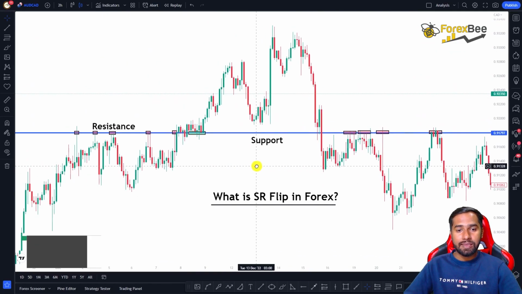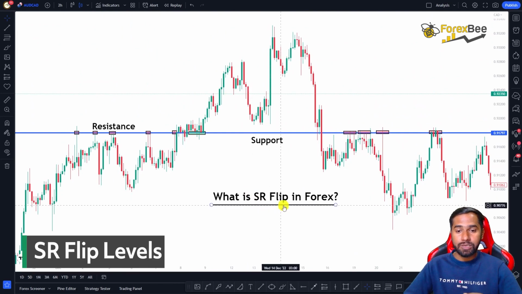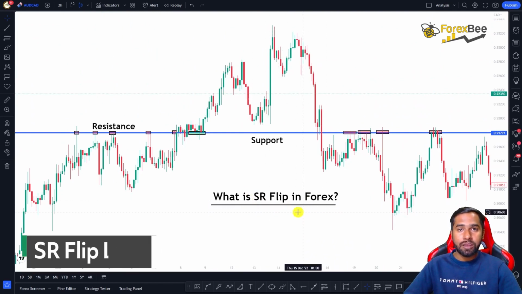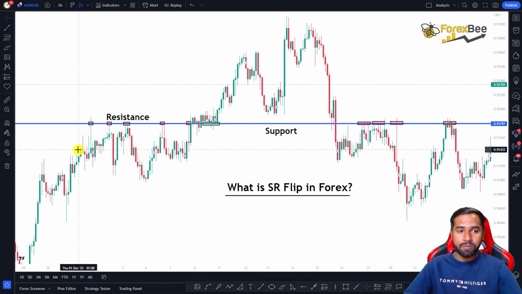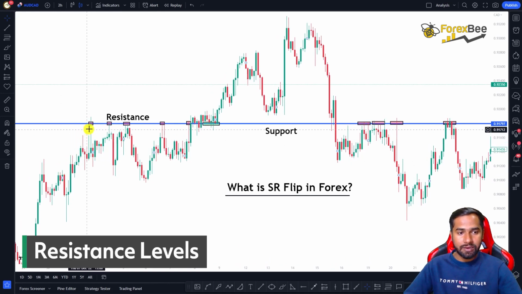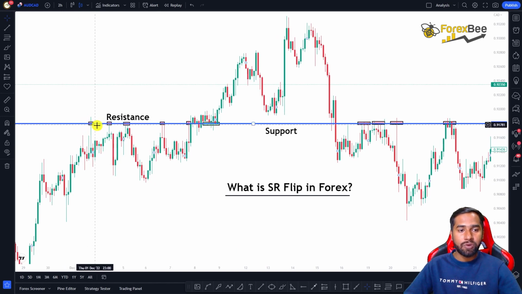First of all, the thing that we need to understand is what are SR flip levels in Forex. Now, if you're already familiar with support and resistance levels, the resistance level is any level from which the price gets rejected in the bearish direction. So let's say the price is going upward and then it bounces back from this level multiple times, then this level will act as resistance because it is resisting the price from going upward.